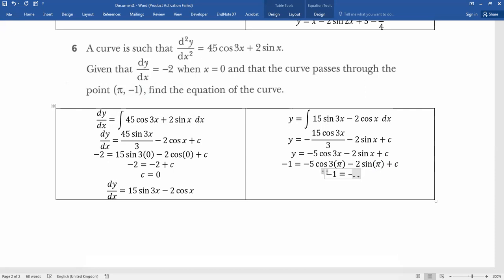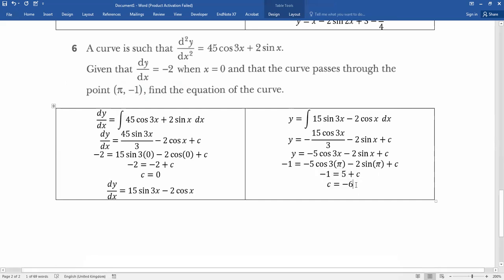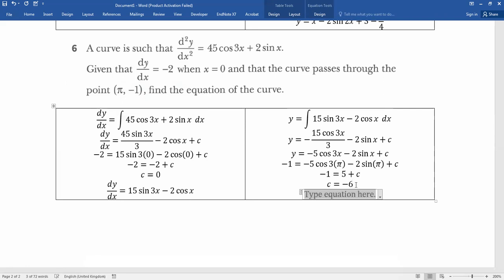And sin pi is 0, so this will become 0. So isn't cos 3 pi -1? Yes, it is -1, so that will make this entire thing +5. Okay. The value of c is -6, so y will be equal to -5 cos 3x minus 2 sin x minus 6. Is this clear? Yes, sir, it's clear.